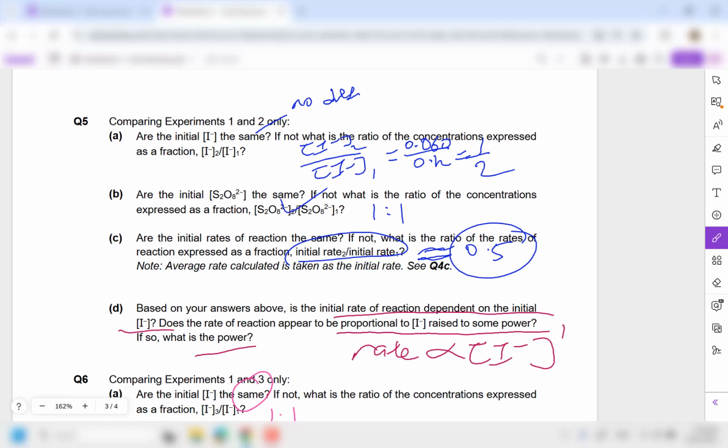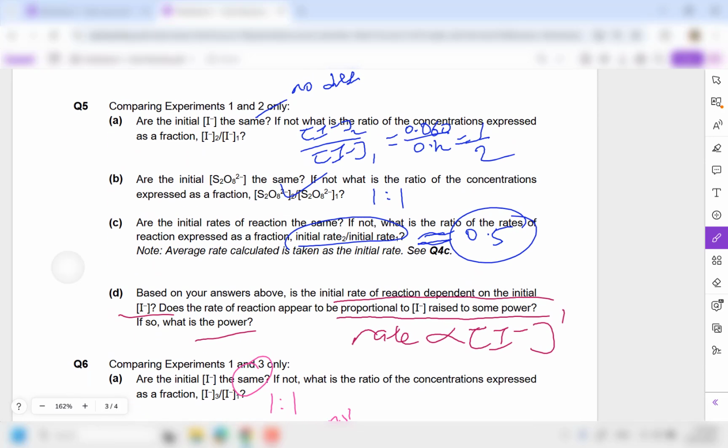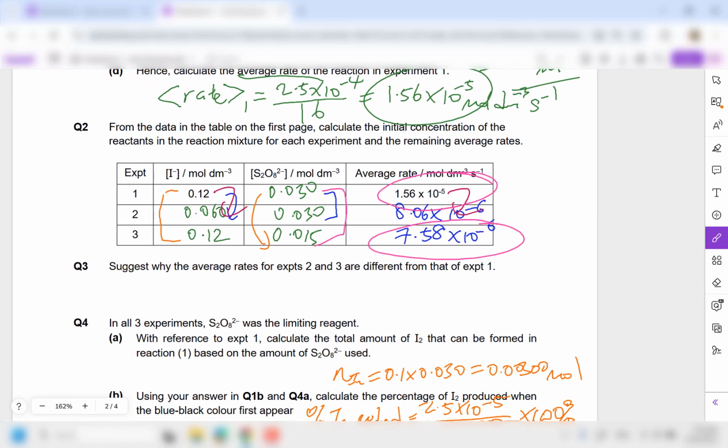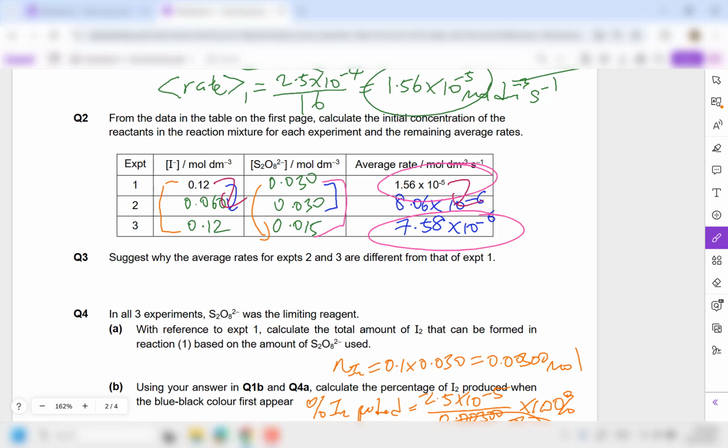You notice that we just compare experiment 1 and 2. For 1 and 2, when you go from 2 to 1, when you double the concentration of iodides, keeping peroxydisulfate constant, the average rate of reaction doubles. The same thing goes for peroxydisulfates. When you compare 1 and 3, and you keep iodide constant, when you double the concentration of peroxydisulfates, the average rate doubles.